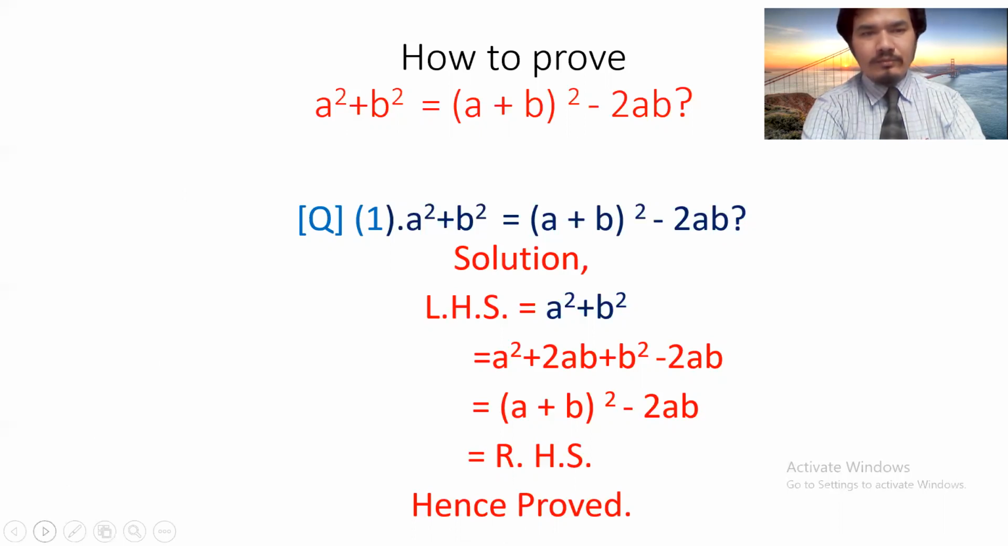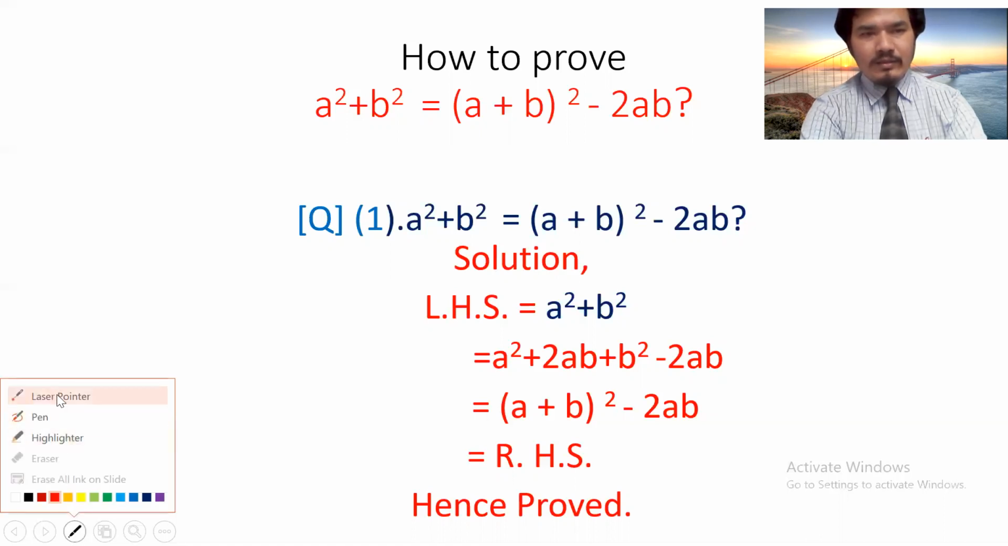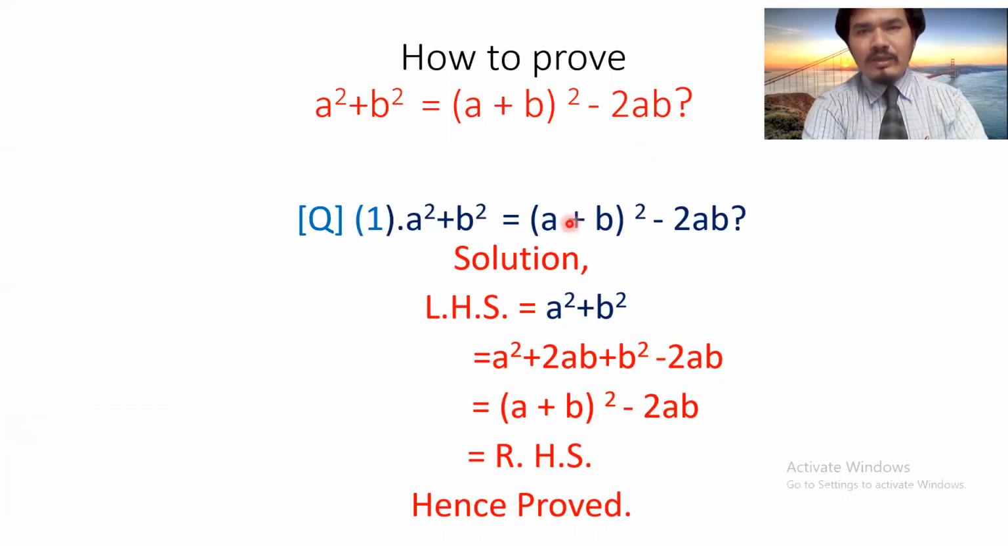Now let's take the left hand side. Left hand side equals a square plus b square. Look, here is also written a square and b square, the same, but here is plus 2ab and here is minus 2ab. When we subtract 2ab from 2ab, the value remains again a square plus b square.